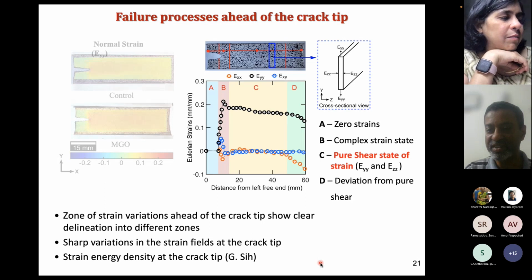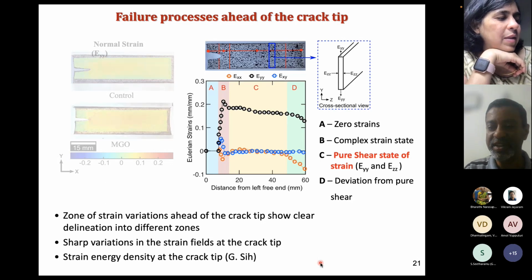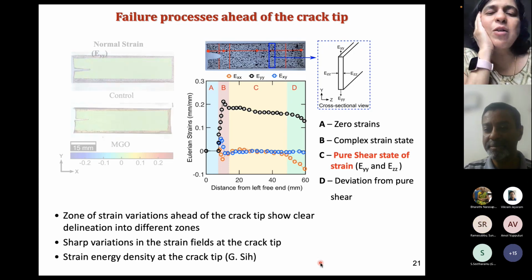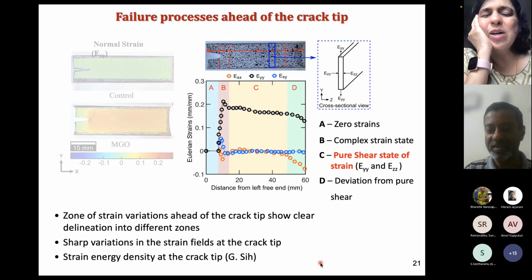I think similar discussion. Is it easy to do a DCB test in soft materials to compute GC? They are very soft, so sometimes they collapse under their own weight. It's not easy to set up these experiments.